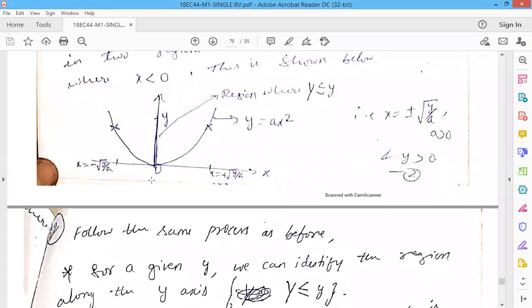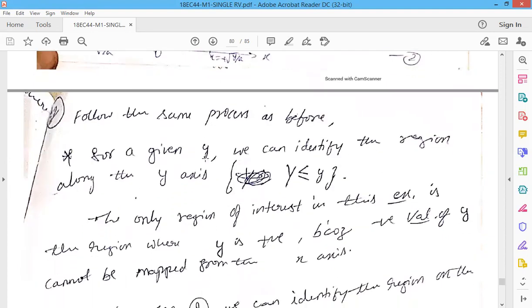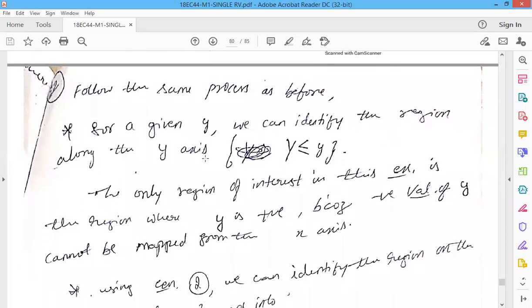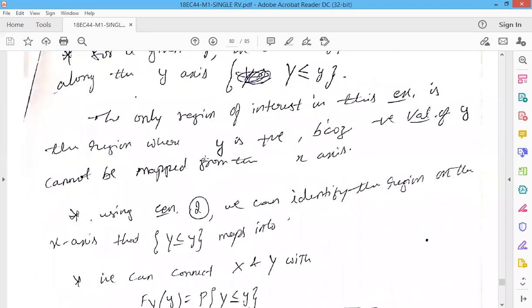And one more thing you need to explain. For negative values of y, we will not be able to map the observations, because whatever parabola you get for the equation y is equal to a x square is only above the positive y-axis. For that reason, we will not be getting any observations for negative values of y. That you need to explain.